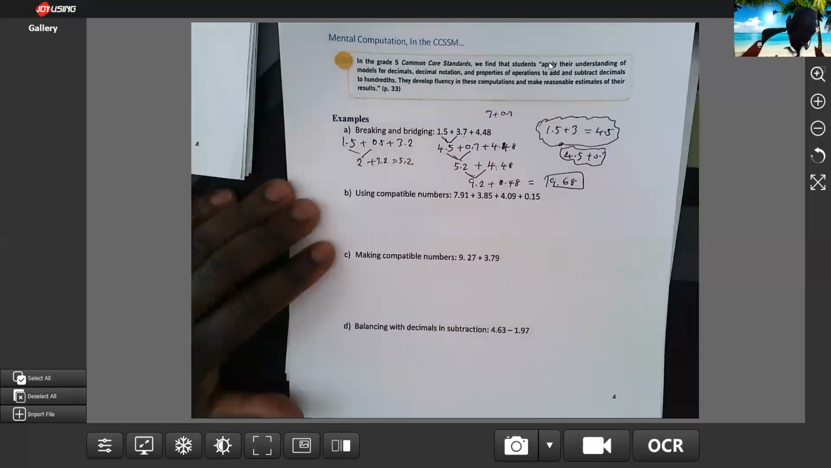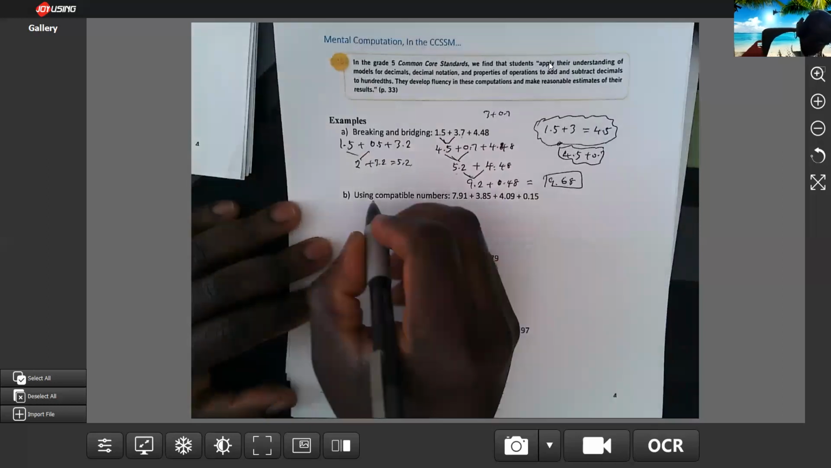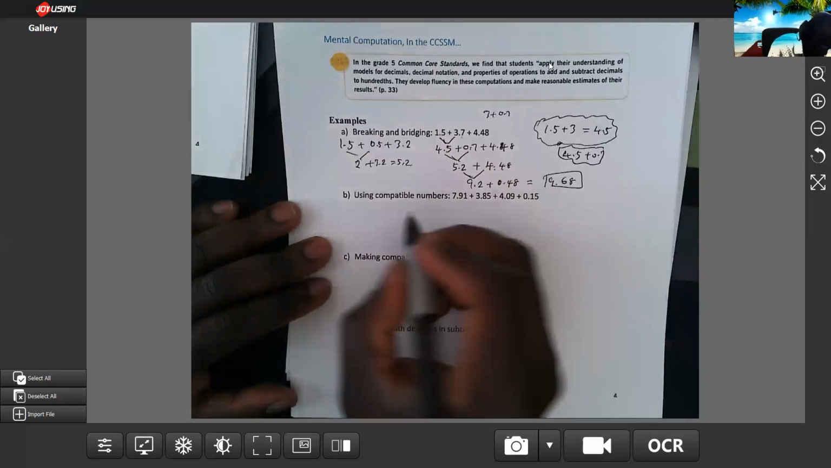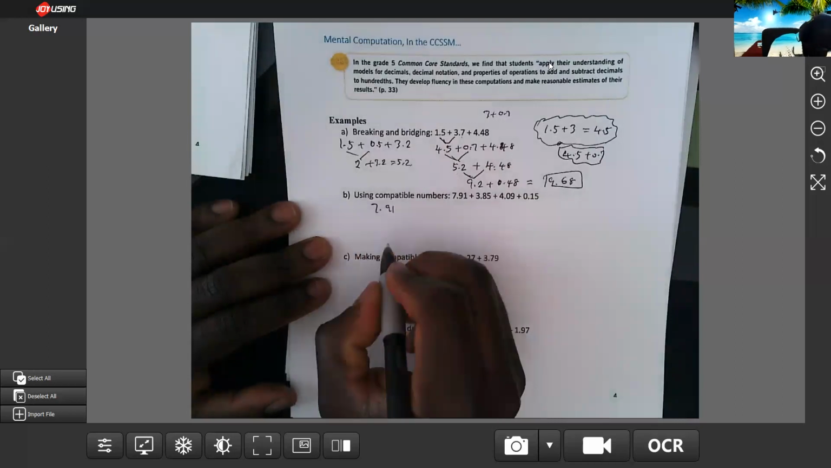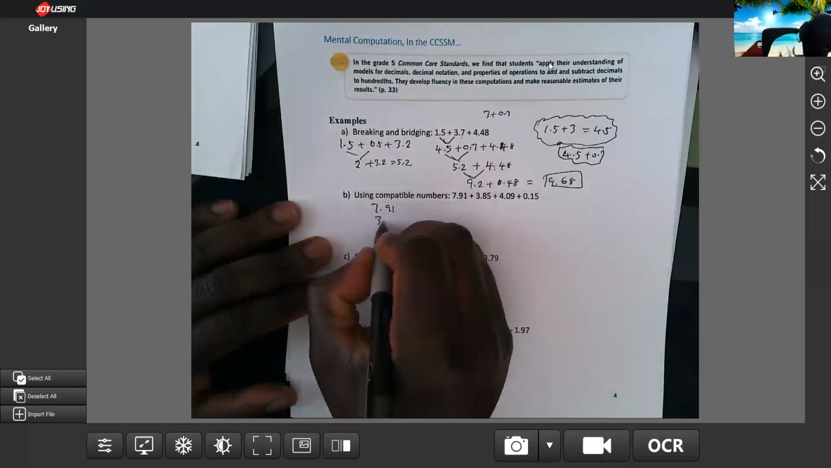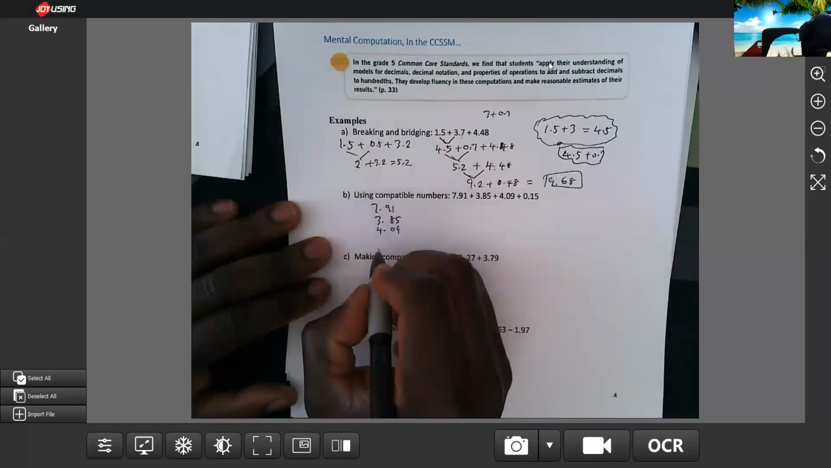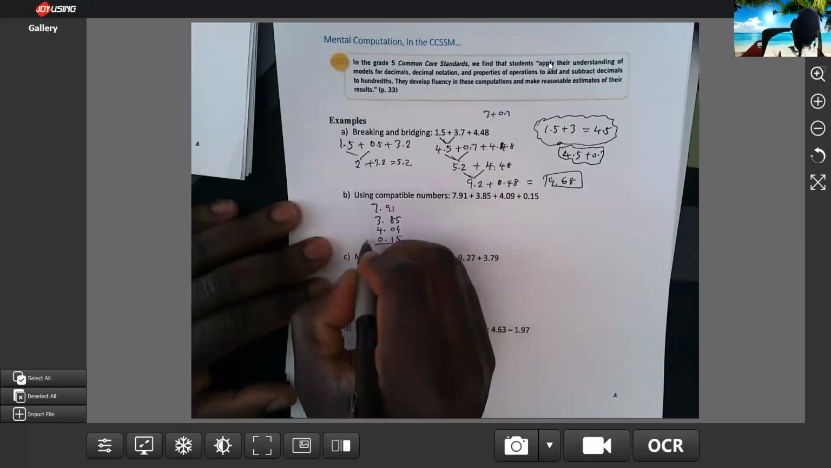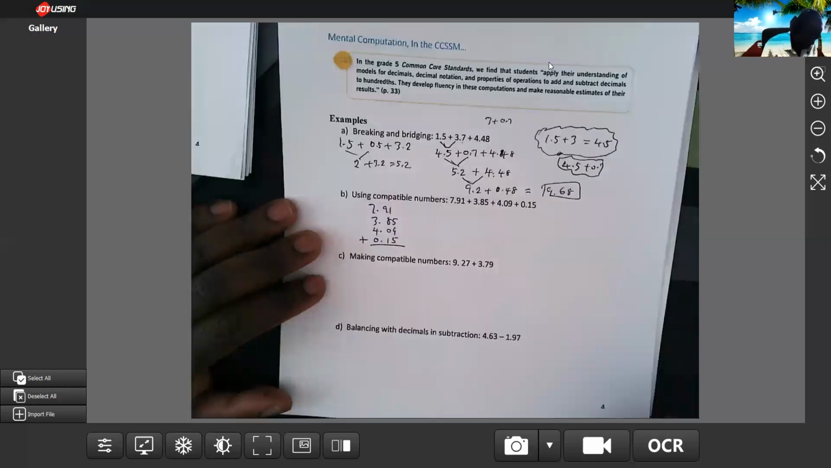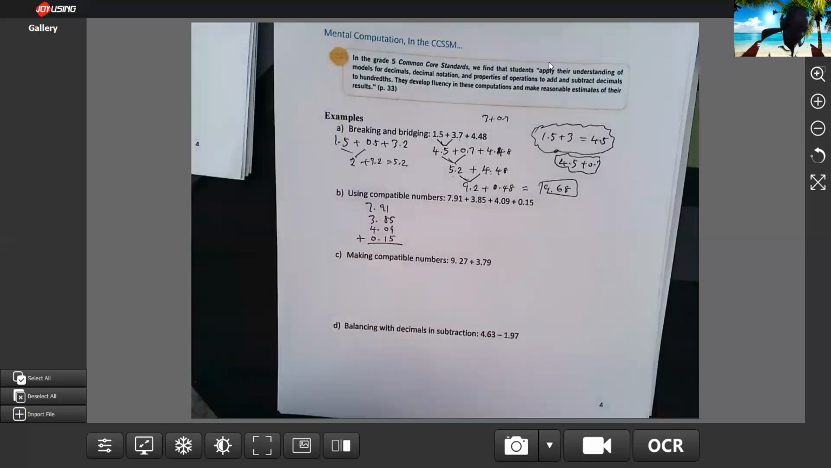Now, the second strategy is compatible numbers. Okay, so you have compatible numbers. Let me write this addition vertically. So you have 7.91 plus 3.85 plus 4.09, and then you have 0.15. We are adding these together. Now, if I look at this carefully, compatible numbers means getting a whole number or 100, if you remember.